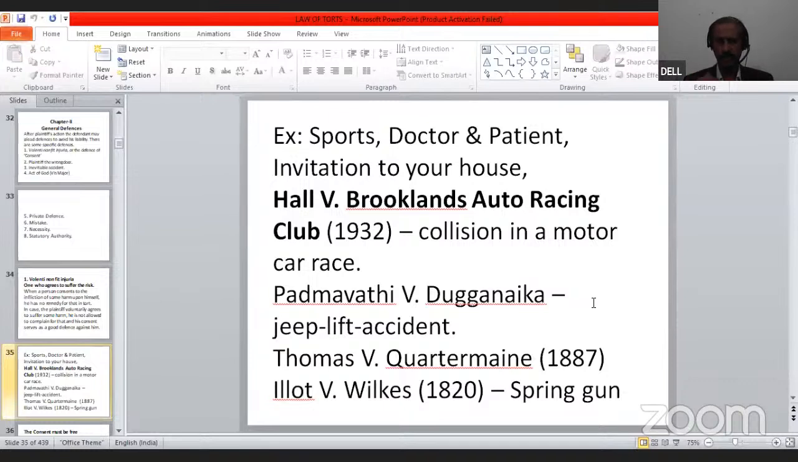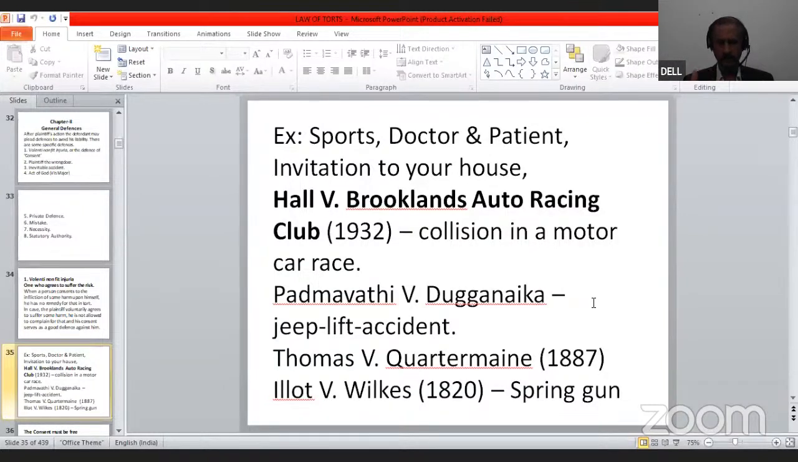That's why, in this case, the court said he has given express as well as implied consent while purchasing the ticket. That will be construed like that. Hence, Hall was not entitled to claim any remedy, though he was injured. Brookline Auto Racing Club had taken all reasonable care. Hence, no liability arises. So they applied volenti non fit injuria. Hall had given consent. Hence, the defendants were not responsible. The defendants' plea of defense, volenti non fit injuria, was accepted.